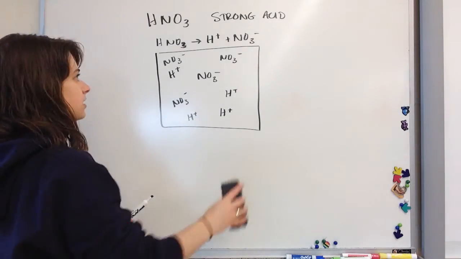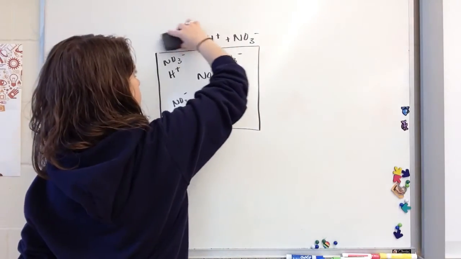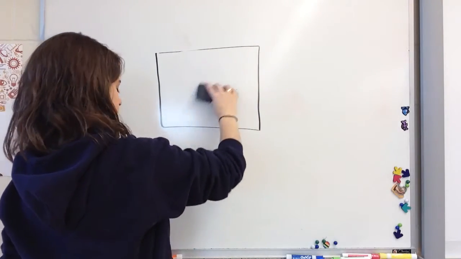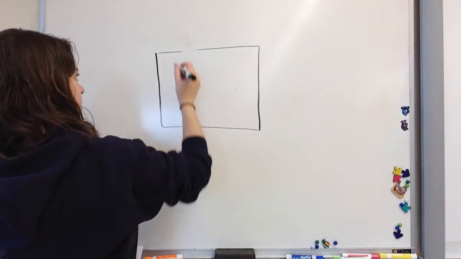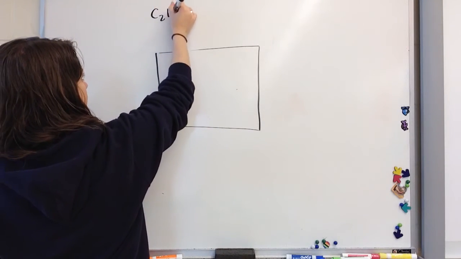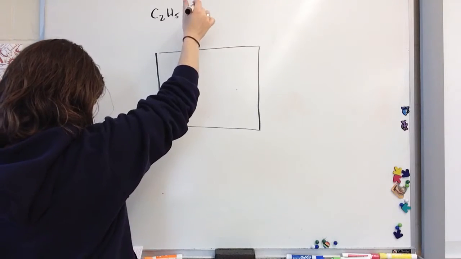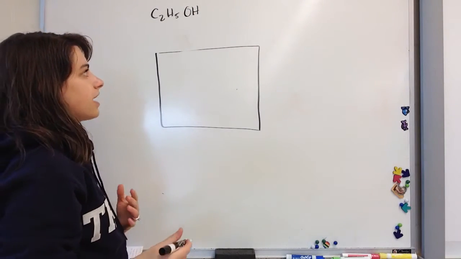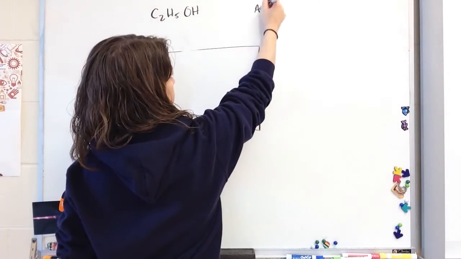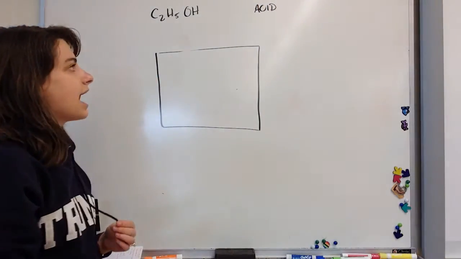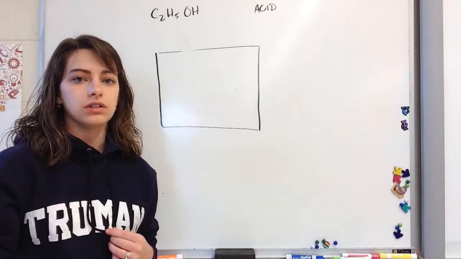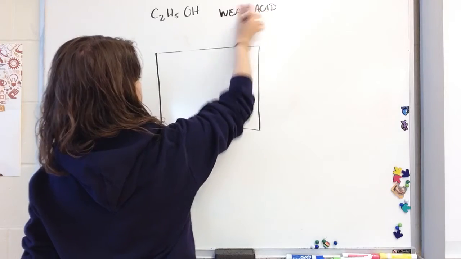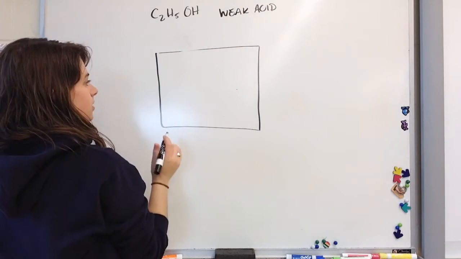Okay, let's look at another example. I'm going to leave my box. Let's look at C2H5OH. Okay, so C2H5OH is an acid, and it's not on our strong acid list, which means it's going to be a weak acid. Which means that it's not going to completely dissociate.